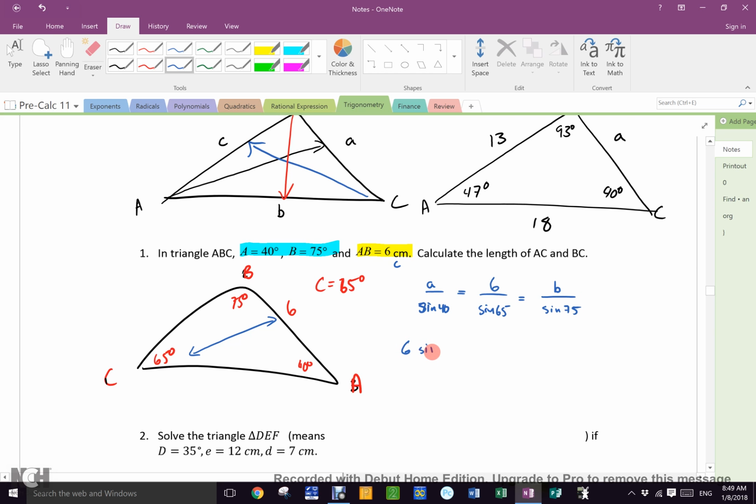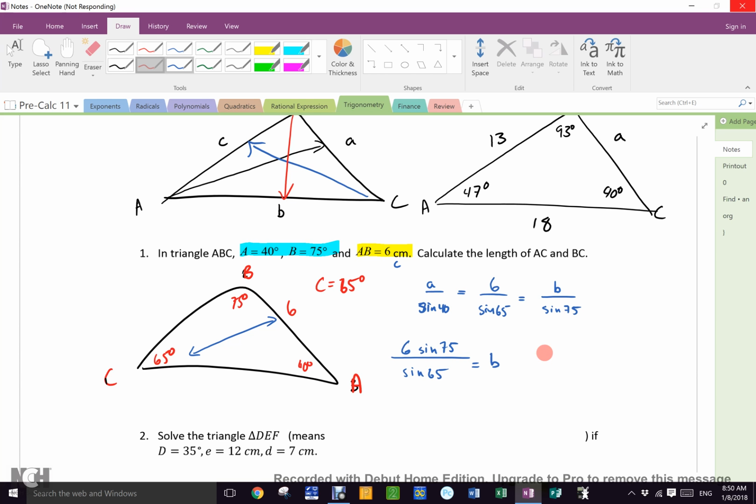6 sine 75 divided by what? You multiplied the pair and you divided by sine 65. That will get me b. What will get me a? 6 times the sine of 40 divided by what?